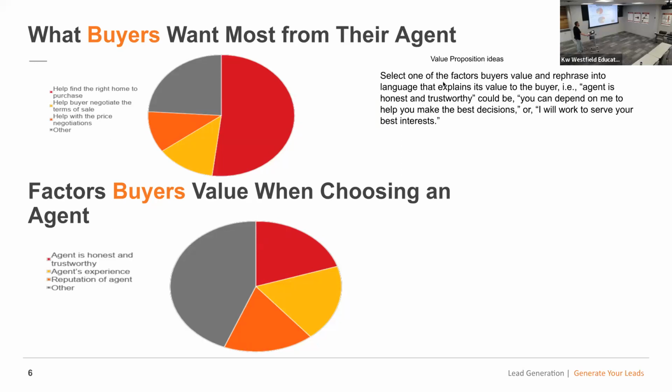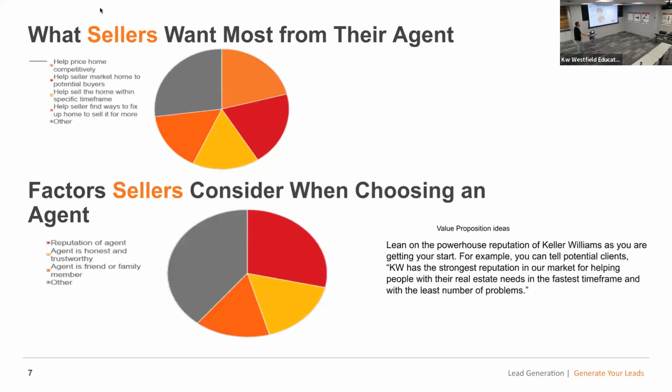So example, select one of the factors for a value proposition, right? This is how you rephrase something like that into a statement to your client. You want to select one of the factors that buyers value and rephrase it into language that explains its value to the buyer. So example, agent is honest and trustworthy could be, hey, listen, you can depend on me to help you make the best decisions, or I will work to serve your best interest. That's how you communicate that as a value to your client. Does that make sense? Not saying you have to memorize any of this, it's just giving you the idea, right? Planting the seed.